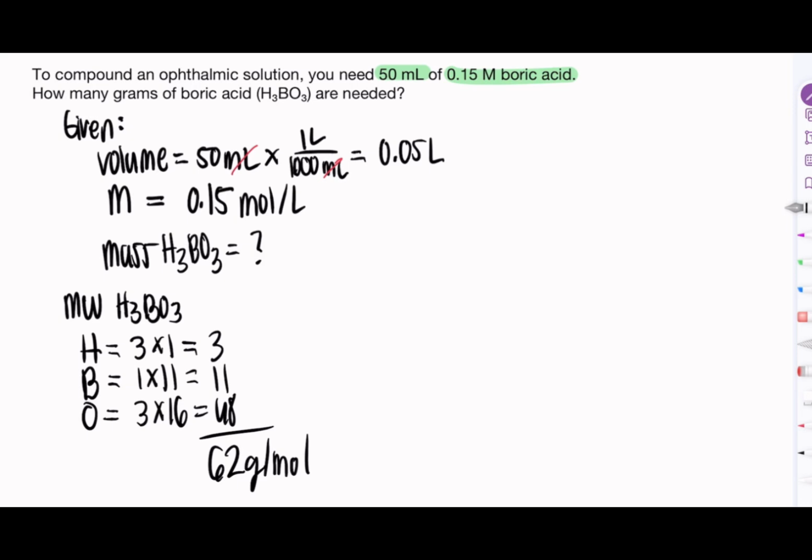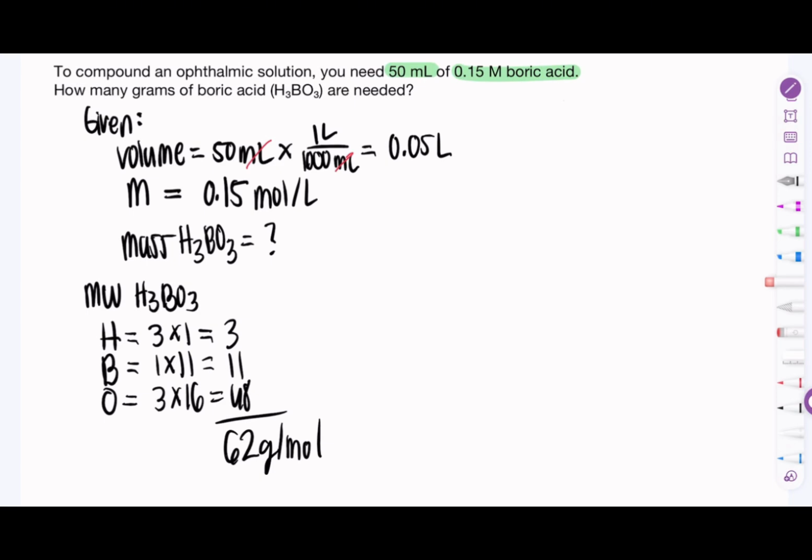Now after that, we need to find the moles. Now, we can try to solve for our moles. Now, our formula to get our moles can be moles is equal to mass over molecular weight. But we can't solve for the moles because we don't yet have the mass. What we can do for now is to find the moles in another way. Yes, we can try to use our molarity formula.